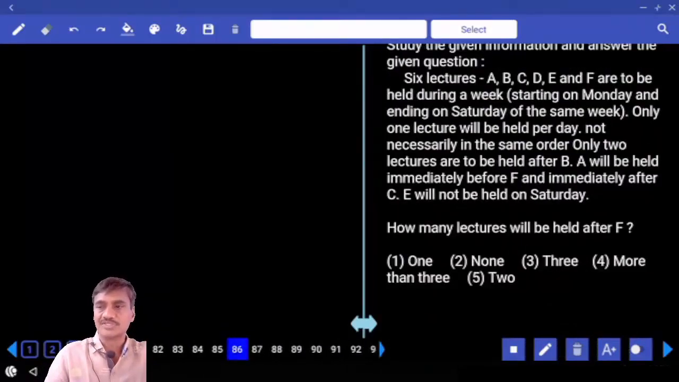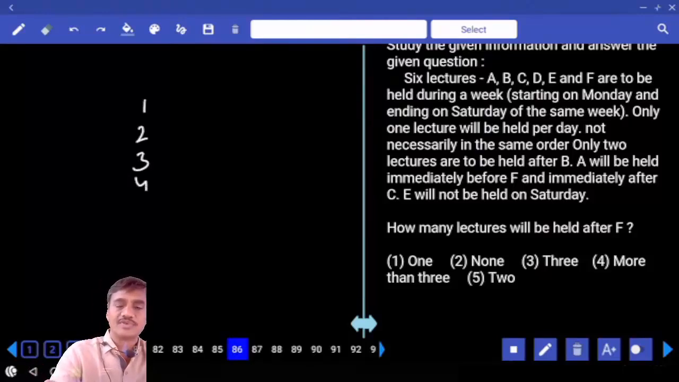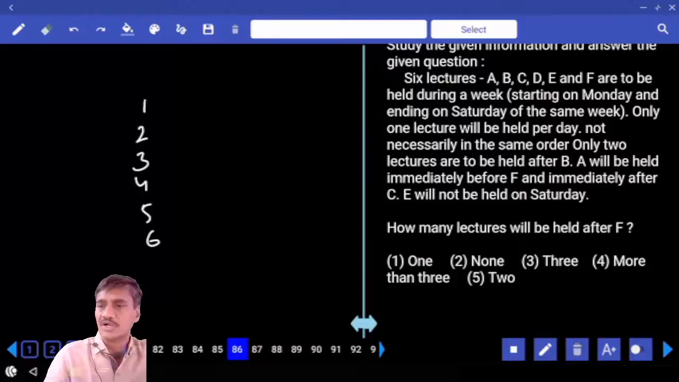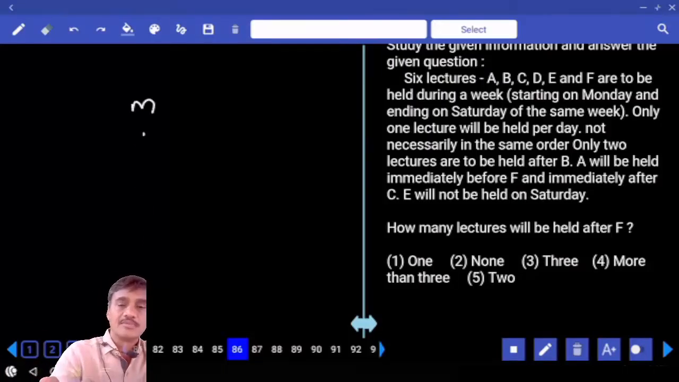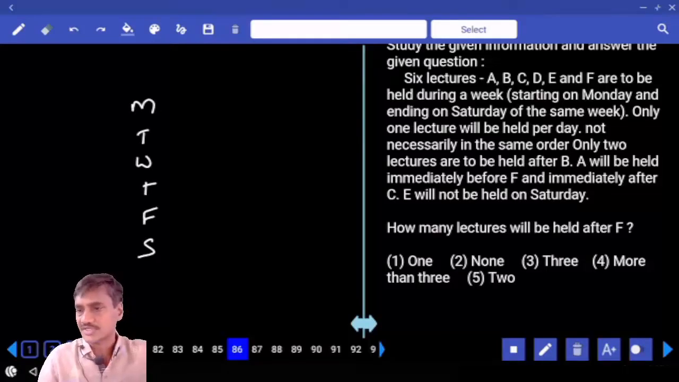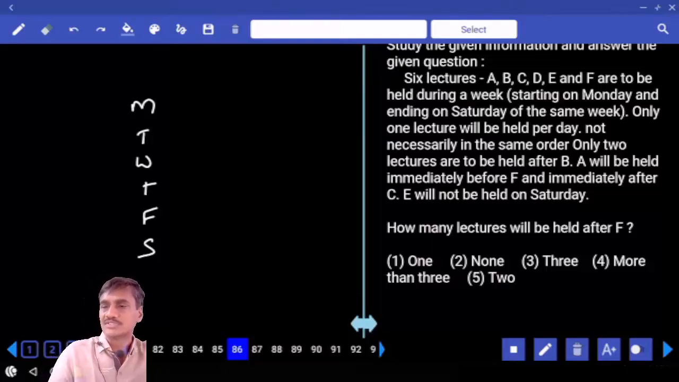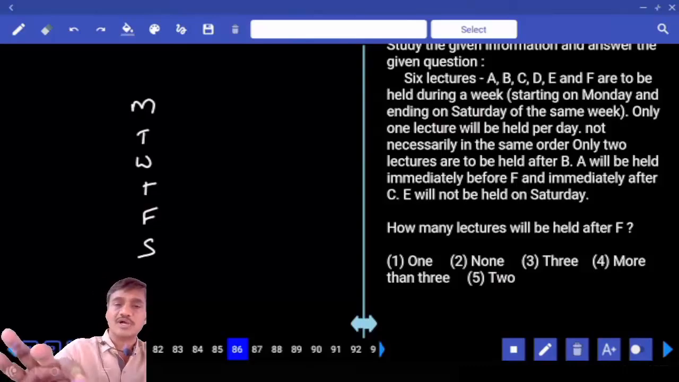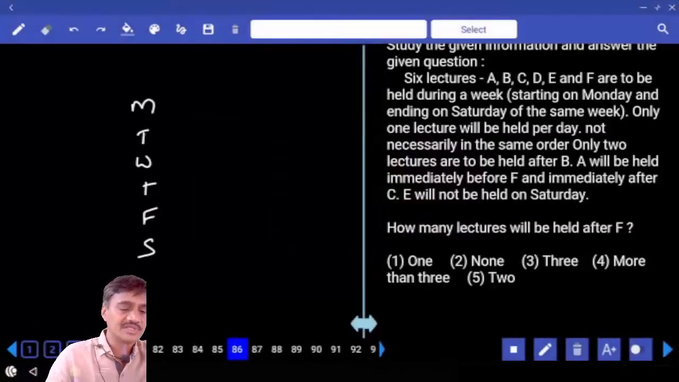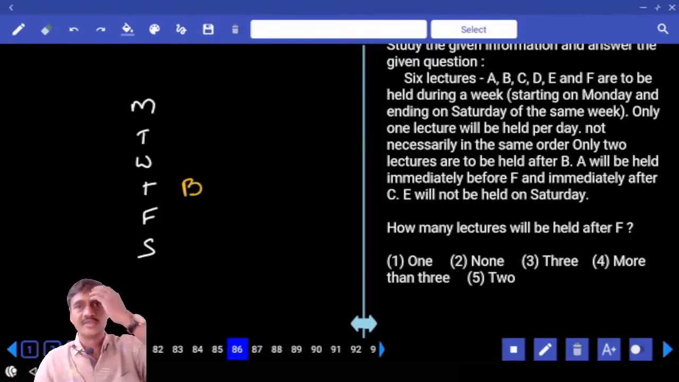Then coming to 86. Six lectures are to be held during a week, starting from Monday and ending on Saturday: Monday, Tuesday, Wednesday, Thursday, Friday, Saturday. Only one lecture per day, and exactly two lectures are to be held after B. After B there are exactly two, hence B must be on Thursday, and after B there can be only two days, Friday and Saturday.